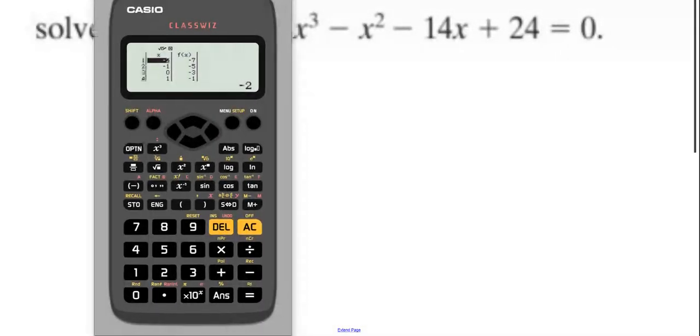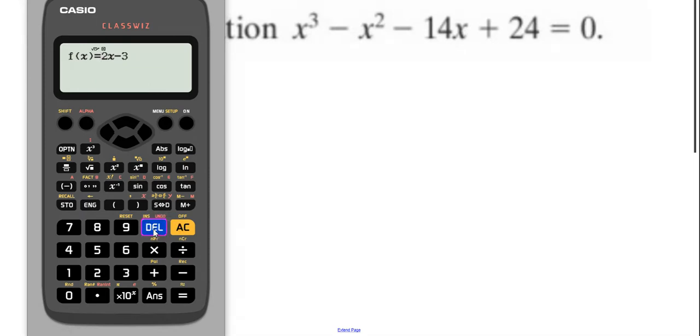Use the table function. Use the table function. What do you get? Factorize that. Plus 24. And the plus 10. Step 1. Find the root. It's minus 4.